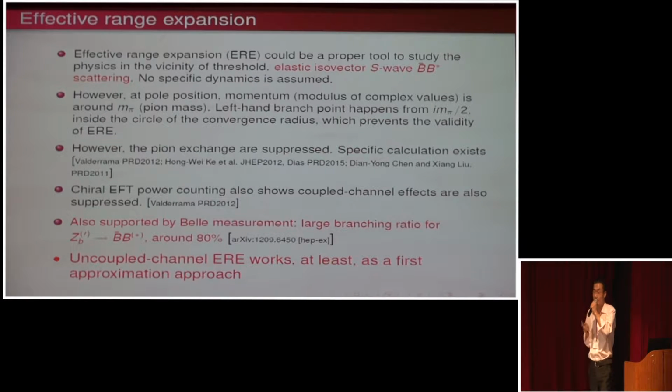I want to show that a very simple model, the uncoupled channel effective range expansion, works at least as a first approximation. Because in experiment, Belle has measured ZB to B B-bar, the branching ratio is around 80%, only a single channel.